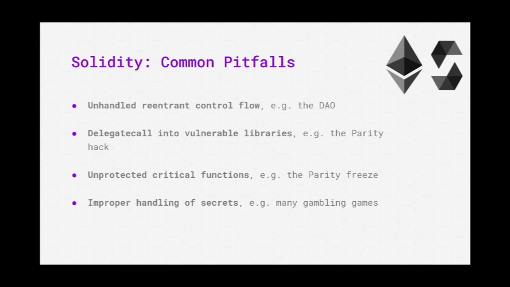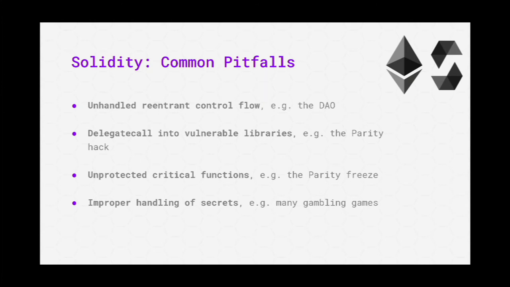Delegate call into vulnerable libraries. This was used in the Parity hack, which basically allowed someone to call in to a function that people thought couldn't be called in a library. It allowed them to reinitialize the library and declare themselves the sole owner of all the funds in this multi-signature wallet, which then allowed them to withdraw it to some address.